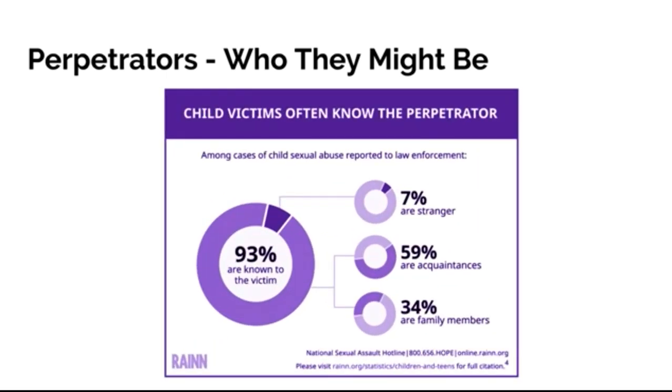Child victims often know their perpetrator. 93% are known to the victim. Of that 93%, 59% are considered acquaintances, and 34% are family members.